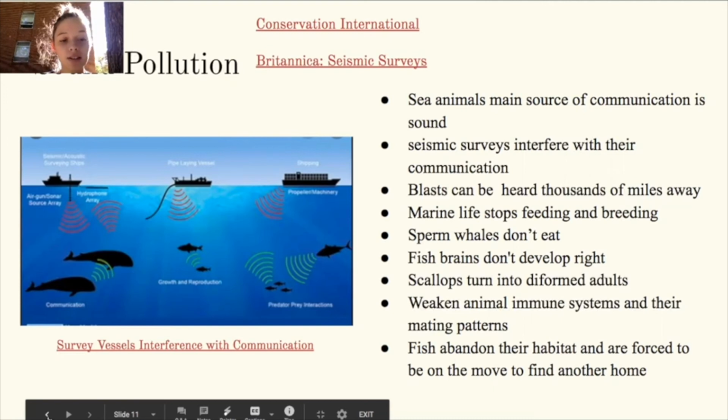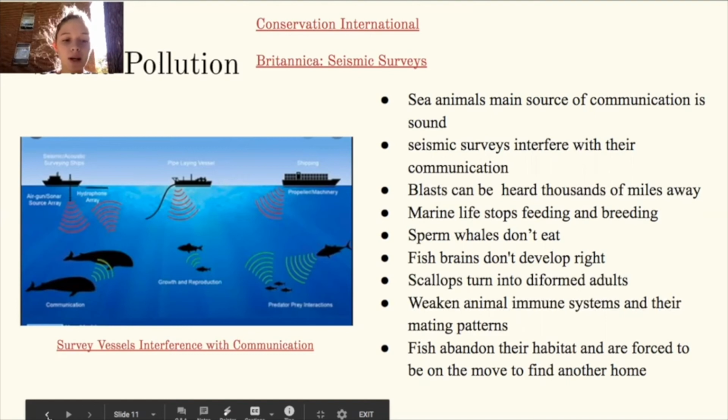These are the loudest sounds that we can make in the ocean and can be heard from thousands of miles away. According to an Encyclopedia Britannica article entitled Seismic Surveys, many marine animals panic and leave their feeding and breeding areas.